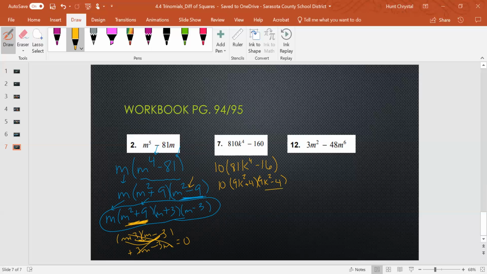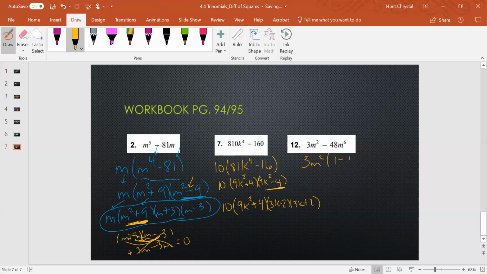The reason we're not done is because of the 9k squared minus 4. So again, I'm going to leave my GCF. I'm going to leave this 9k squared plus 4 because that is not a difference of squares. And then when I get here, I'm going to say, okay, well then that's just 3k minus 2 and 3k plus 2. All right, and then number 12, I'm going to take out a GCF of 3m squared.